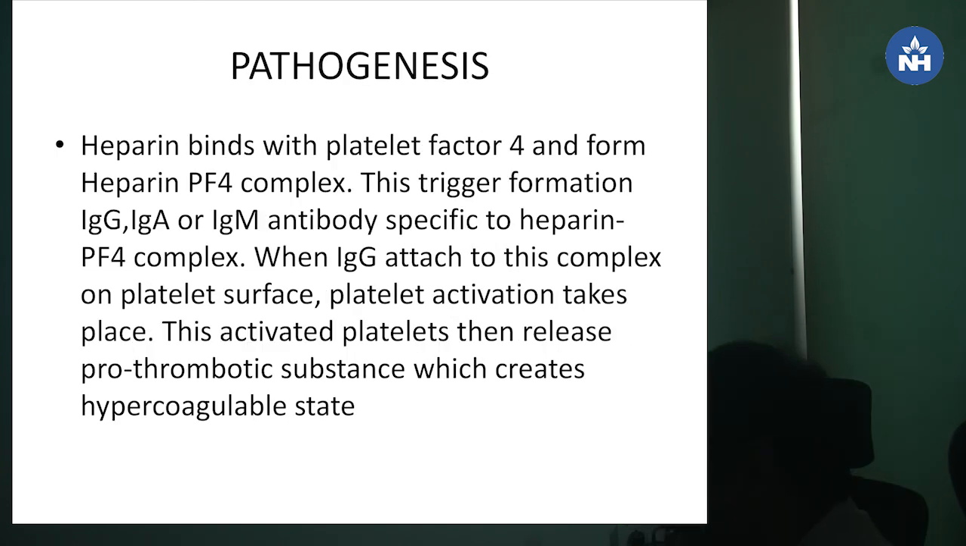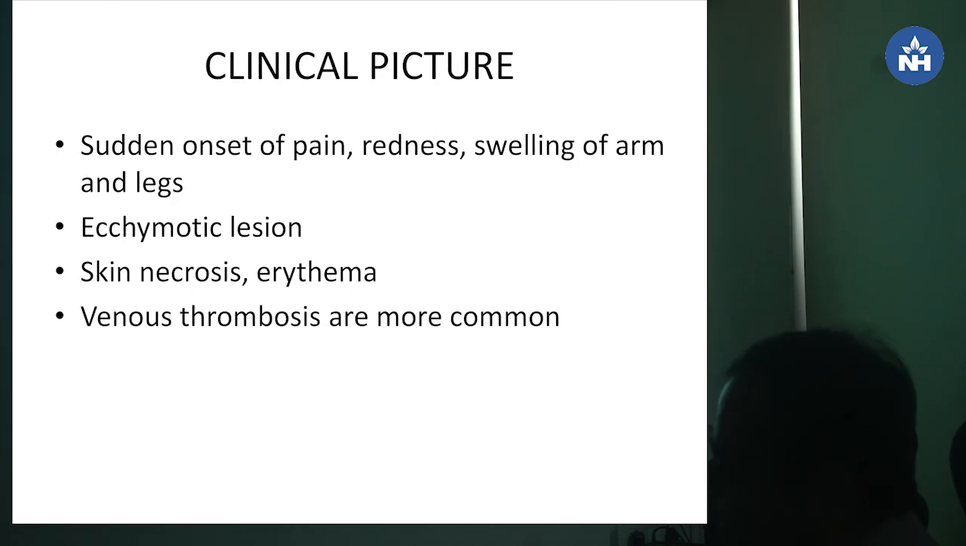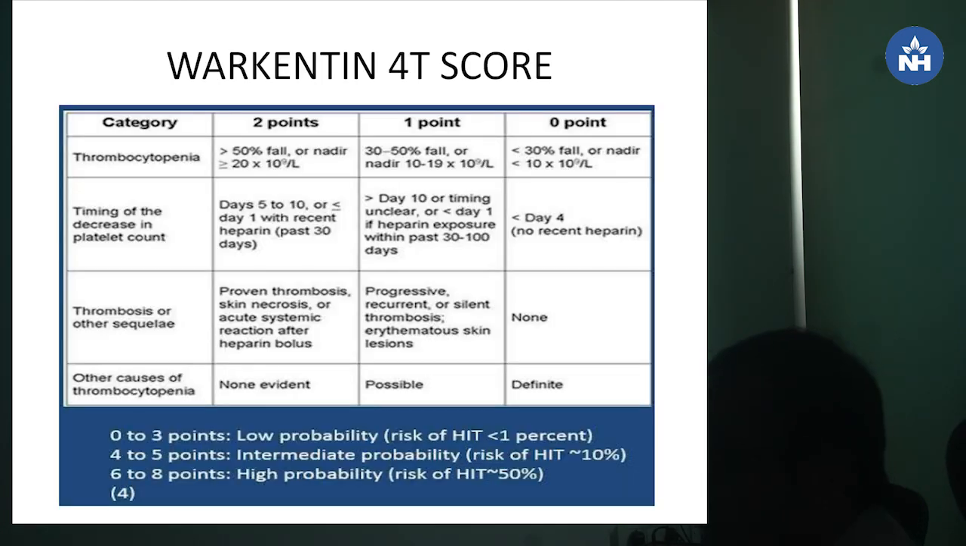So pathogenesis of mainly type 2 of HIT. Heparin binds on the platelet factor 4 and forms heparin PF4 complex, and this triggers production of IgG, IgA or IgM antibody. Now this IgG antibody attaches to heparin PF4 complex on platelet surface and platelet activation takes place. These activated platelets then release prothrombotic substance which creates the hypercoagulable state and thrombosis. So clinical picture: sudden onset pain, redness, swelling of arm and legs, ecchymosis, skin necrosis, erythema. Venous thrombosis is more commonly seen than arterial thrombosis.